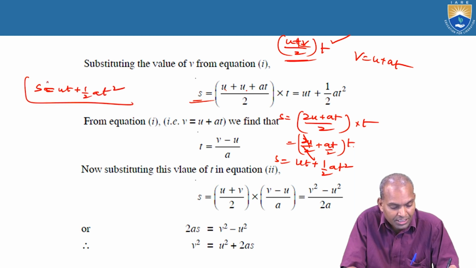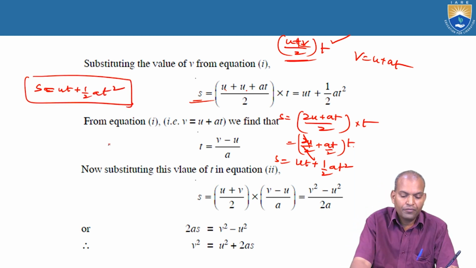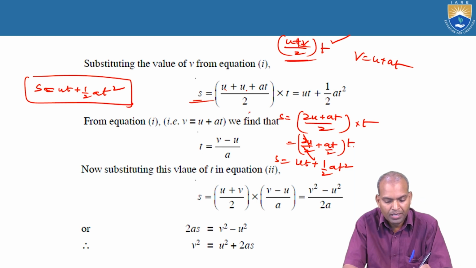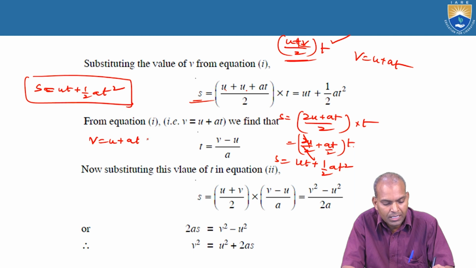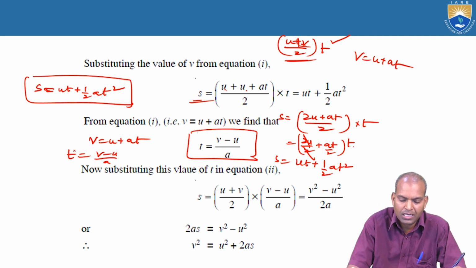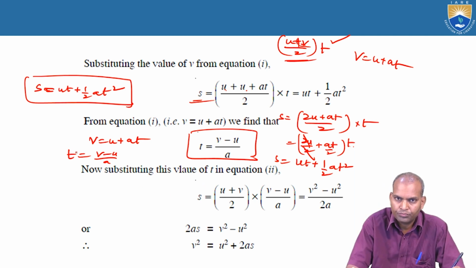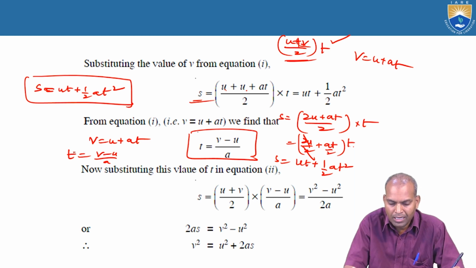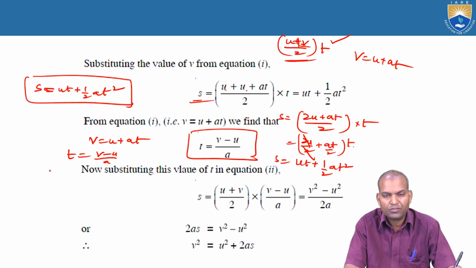Now coming to the next expression. We know that v equals u plus at. From this equation, t equals v minus u by a. This is another expression. Now we know that the distance traveled s equals average velocity times time, that is (u plus v) by 2. What is the time? t equals v minus u by a. Substitute over here.